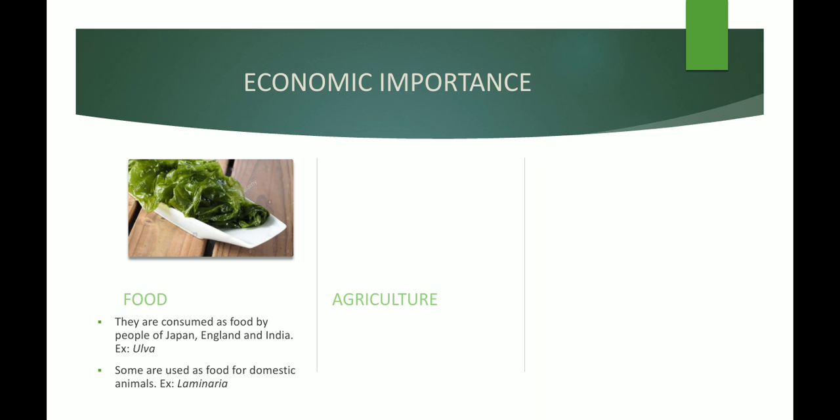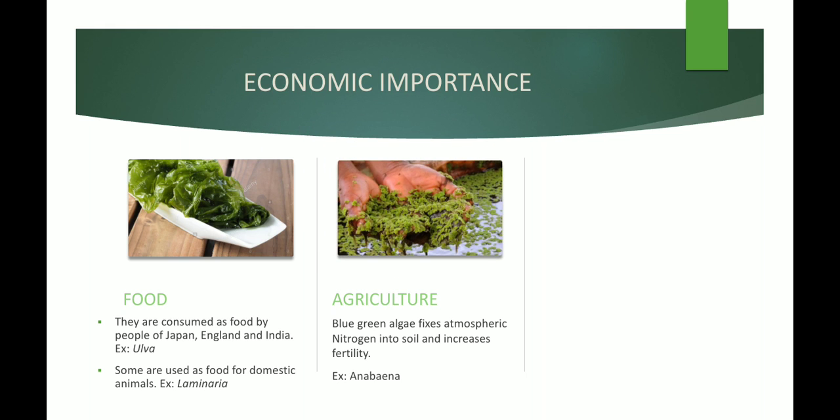The second one is agriculture. Can these algae be of any benefit in agriculture? Yes, because we know that the blue-green algae are capable of fixing atmospheric nitrogen into the soil and increasing the soil fertility. In the previous videos, we had learnt about nitrogen fixation. So it is done by the blue-green algae found in the soil, which are capable of absorbing atmospheric nitrogen and converting it into nitrates and nitrites, which benefits the plant as well as increases the soil fertility. An example of such algae is Anabaena.